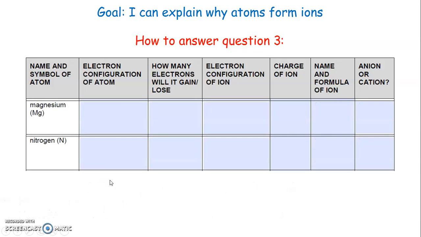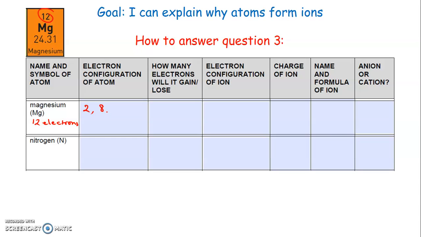Now, I'm going to do another example here, actually 2 examples, so that you get a better understanding. First of all, magnesium. Remember, first step, look at the atomic number. That's 12. That means you have 12 electrons. How do we arrange these 12 electrons? Well, 2 in the first, 8 in the second, and 2 plus 8 is 10, so we need 2 more in the third. How many electrons will it gain or lose?